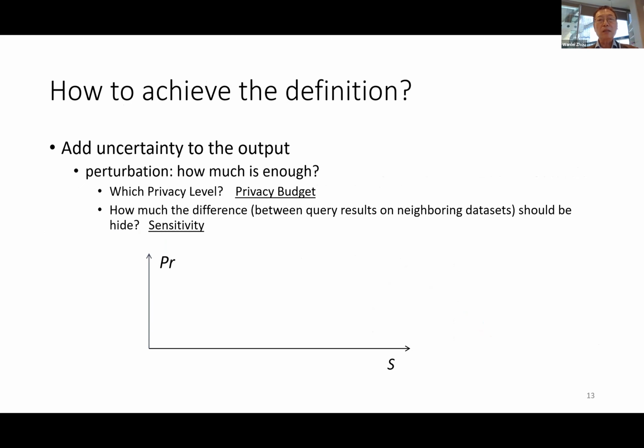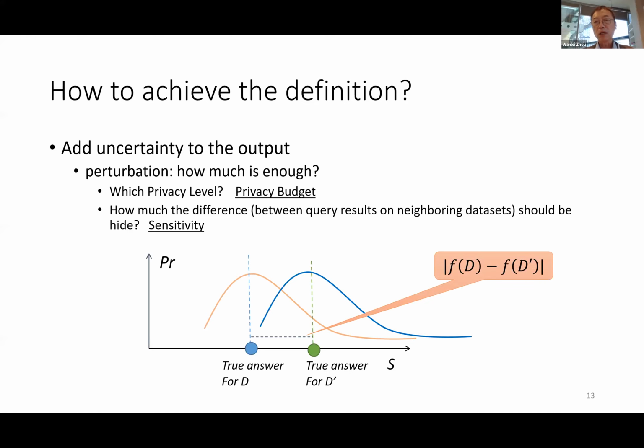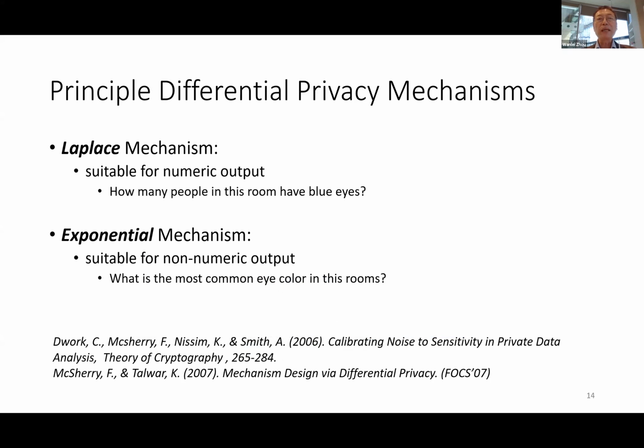So the definition is achieved through two things: the privacy level, by setting the privacy budget, and also looking at the sensitivity. The something in between is called the sensitivity, and the privacy budget is how much privacy we can keep. Generally speaking, there are many different mechanisms you can use, but the two most famous ones are the Laplace mechanism, which is mainly used for numerical outputs. For example, how many people in this room have blue eyes? With that sort of query, you can easily implement differential privacy using the Laplace mechanism.